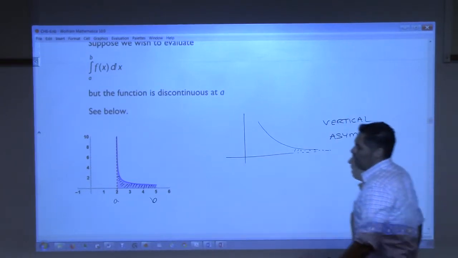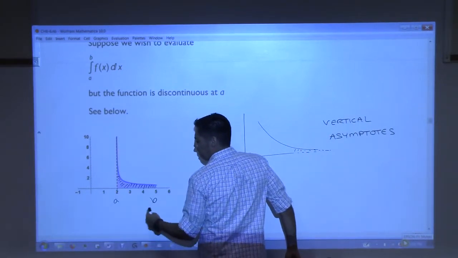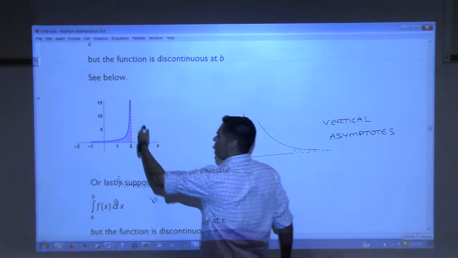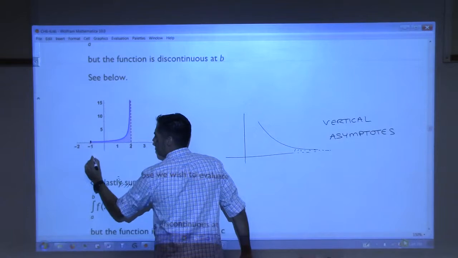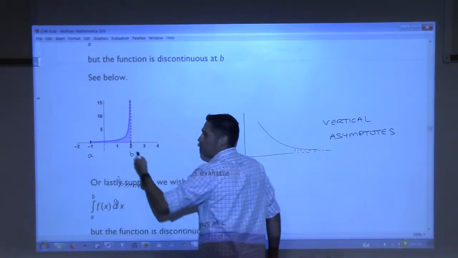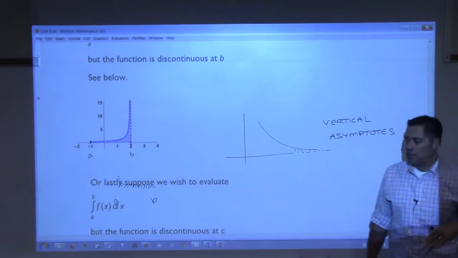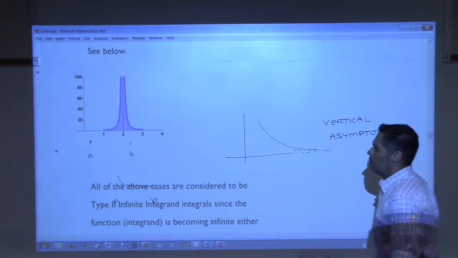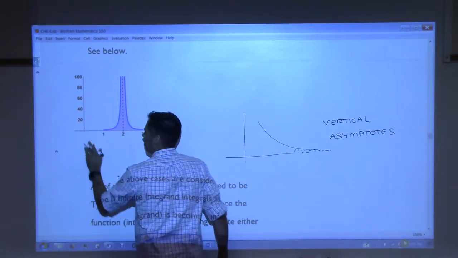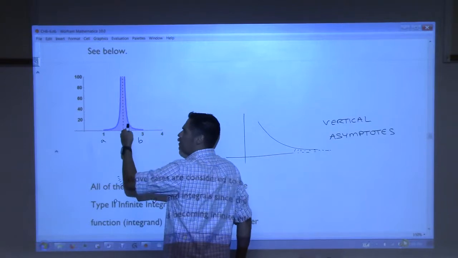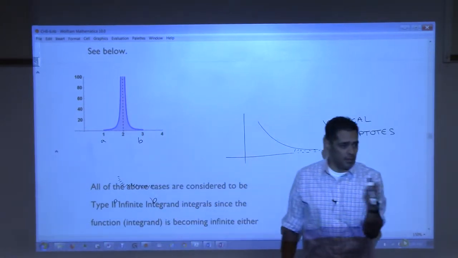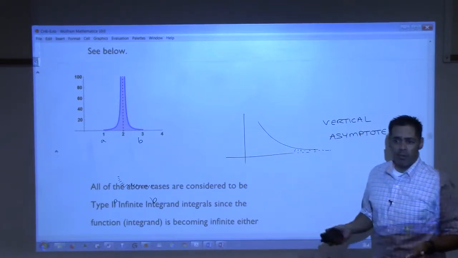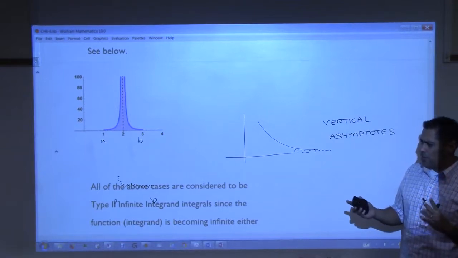So we can have a vertical asymptote occurring at the left endpoint of our interval. We could have a vertical asymptote occurring at the right endpoint. Let's say that this is A and this is B. What if B is where we have the problem? Then what do we do? Or, third possibility, what if we're going from A to B and we have a vertical asymptote somewhere in between? Maybe at A it's fine, maybe at B it's fine, but in the middle we have a major problem. Do y'all understand visually what's happening here?